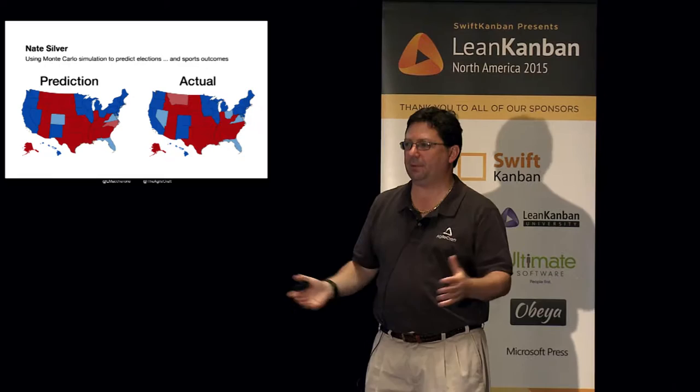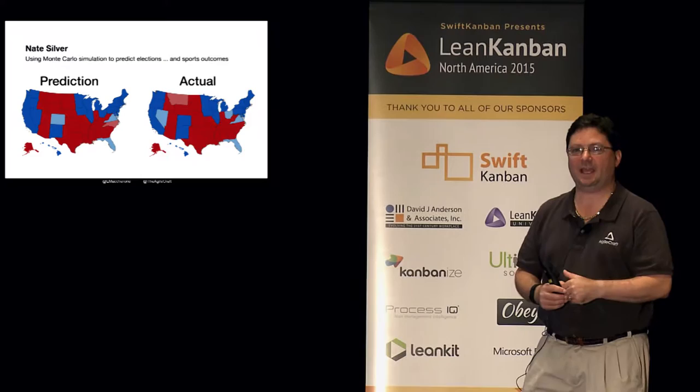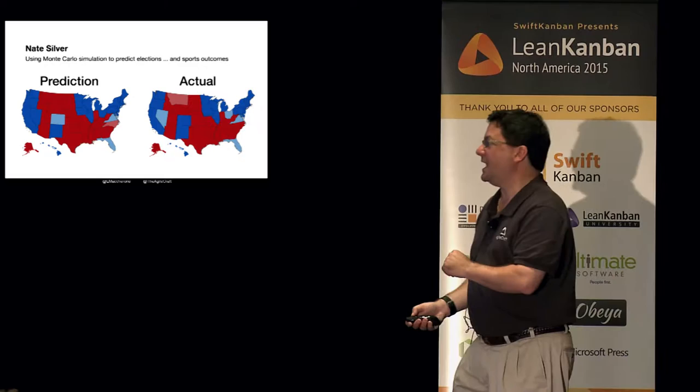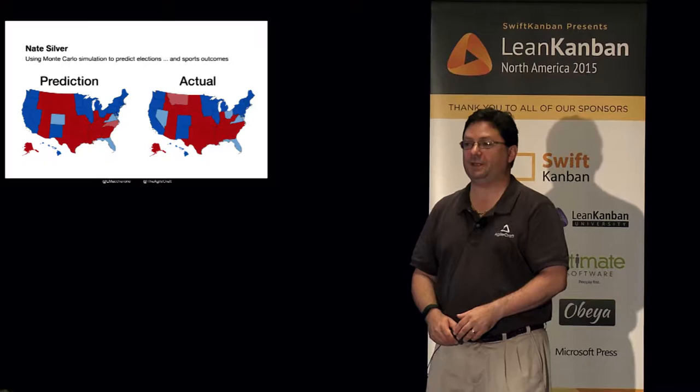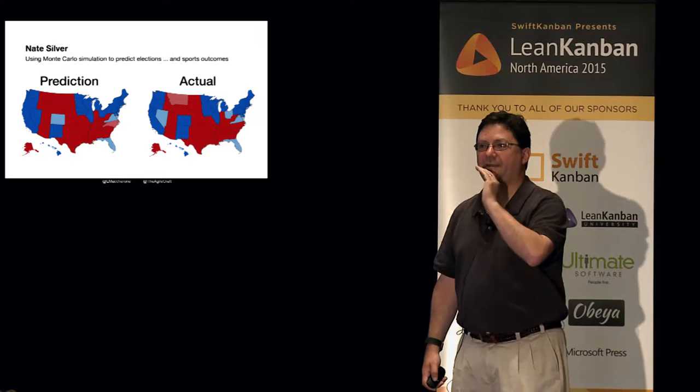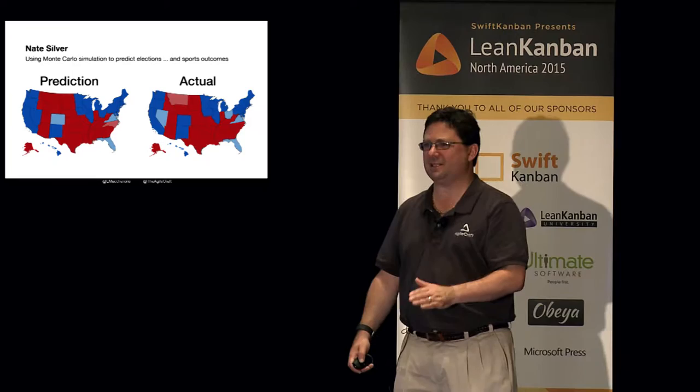He decided to try his hand at politics. And in the Obama-McCain election, he actually got 49 out of 50 states right, only missed one state. He did better than all of the other pundits did that year. And then 4 years later, in the Obama-Mitt Romney election, he got 50 out of 50 states. Only one other statistician actually beat him. Of course, he went to UVA, so I'm not allowed to talk about him.